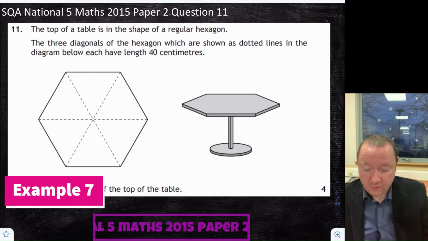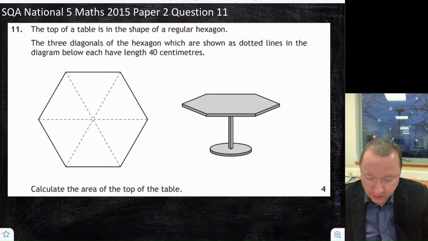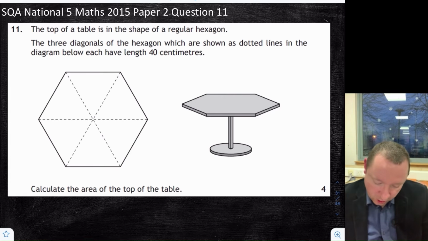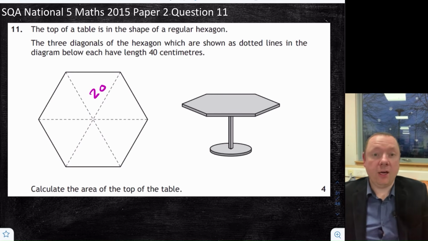National 5 Maths 2015, paper 2, question 11 had this question. The tabletop is in the shape of a regular hexagon. The 3 diagonals are shown in dotted lines below. Each have a length of 40. Calculate the area of the tabletop. So we know that each of these diagonals are 40, which means half of them, these will be 20. Now, it's an area of a triangle question in disguise.